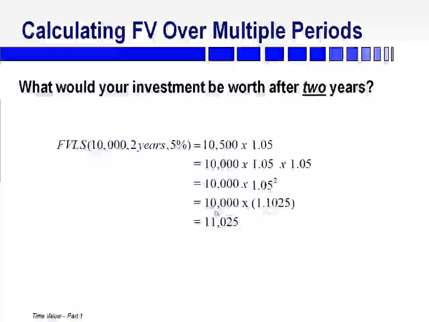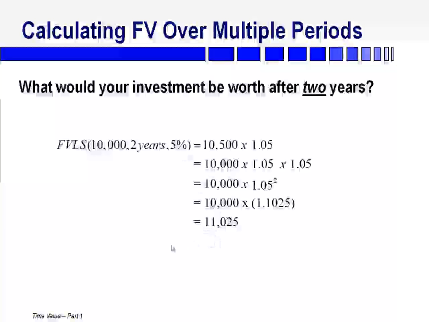So we have 10,000 times 1.1025. This 1.1025 would be the future value interest factor for 2 years at a 5% interest rate per year. And our answer would be $11,025.